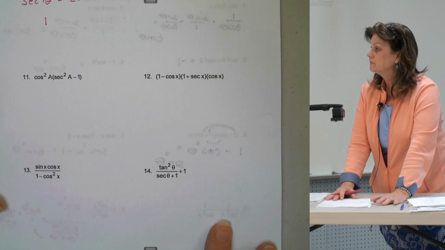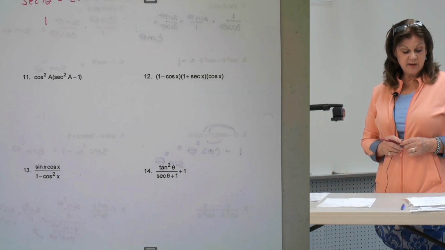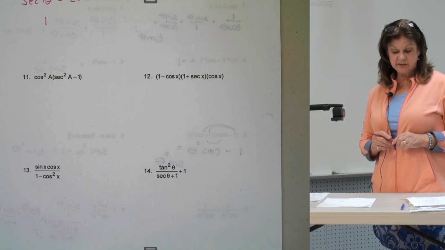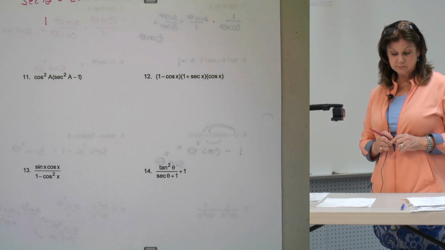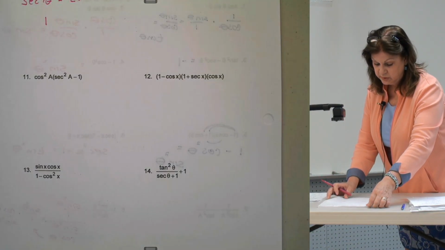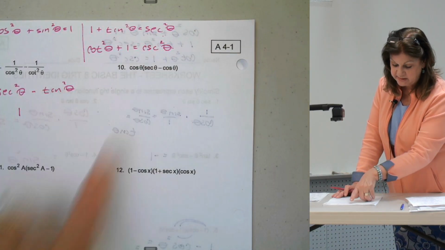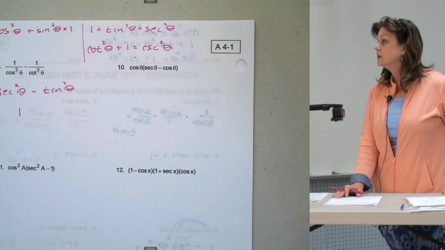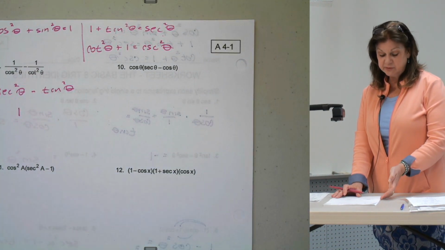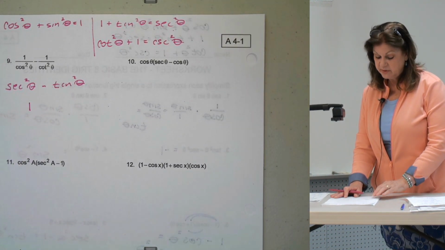Let's look at 11. Cosine squared theta times secant squared theta minus 1. Well, you have 2 options here. Secant squared theta minus 1 is tan squared theta, and tan is sine over cosine. So that might be a good path to take.